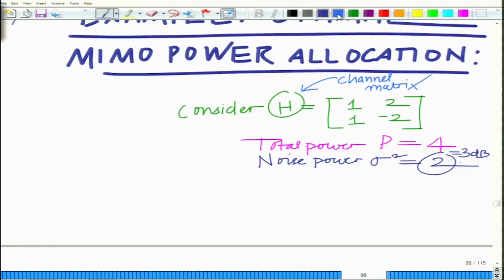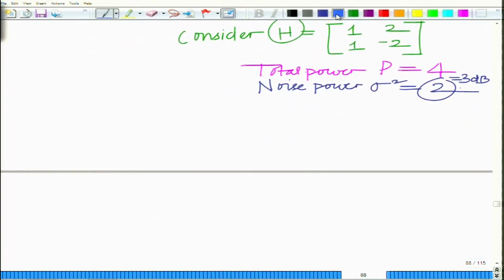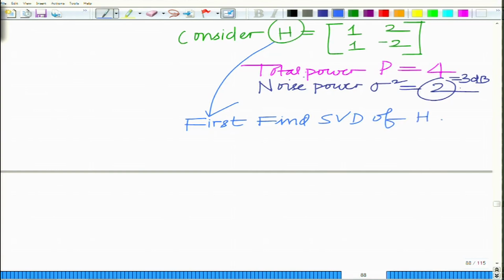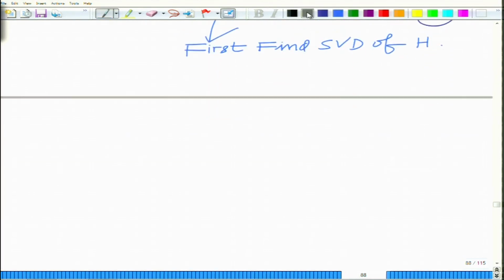Remember, once you decompose this MIMO channel as a set of parallel channels, which we obtain using the singular value decomposition, for optimal power allocation, which maximizes the sum rate and achieves the capacity of the MIMO channel, we have to first start with the singular value decomposition. And the singular value decomposition can be obtained as follows. So first find the singular value decomposition of H.